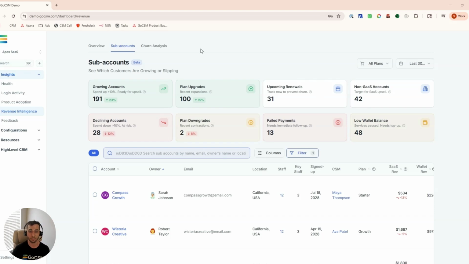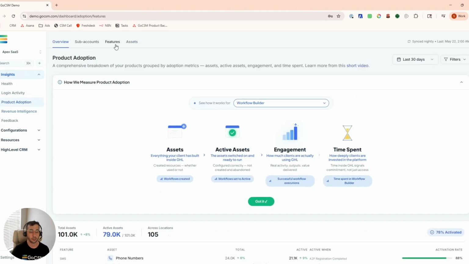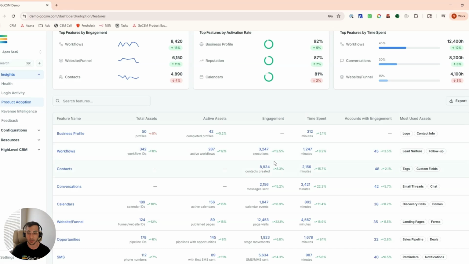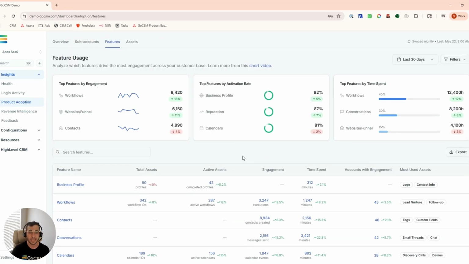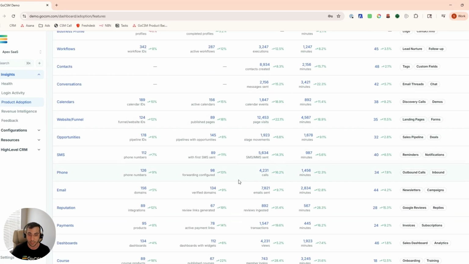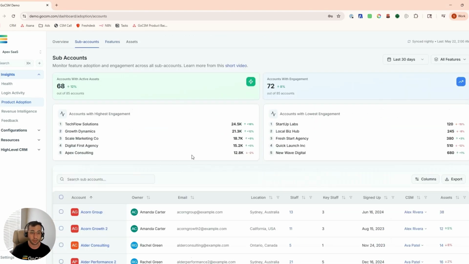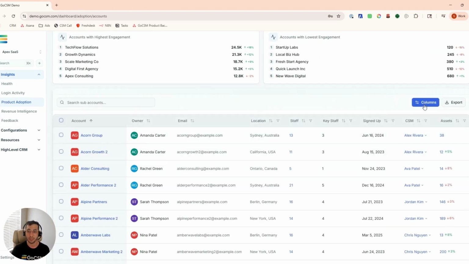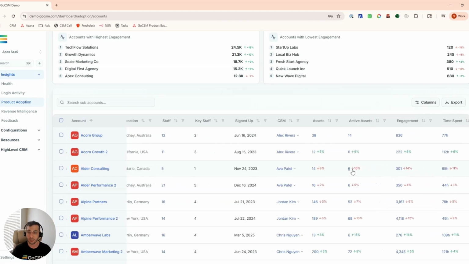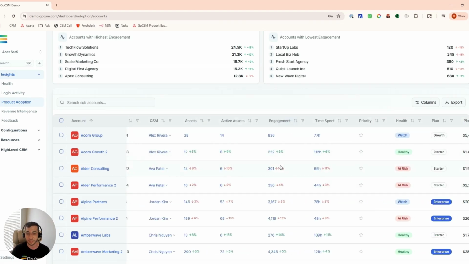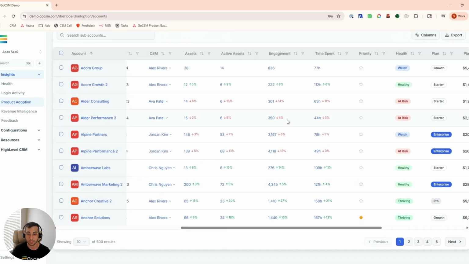The last stop is going to be product adoption. Under product adoption, under features, you can get a high level understanding of the agency's product adoption of all of your clients, and you're looking for red flags here. If you see any numbers in red that are big decreases, you can start investigating from there. You can also go to sub accounts and look at all the sub accounts, add any columns that you need, look at all the columns, and look at the engagement. If you see any red flags in engagement, such as a 12% drop or a 20% drop, anything like that is a red flag that you should be investigating.